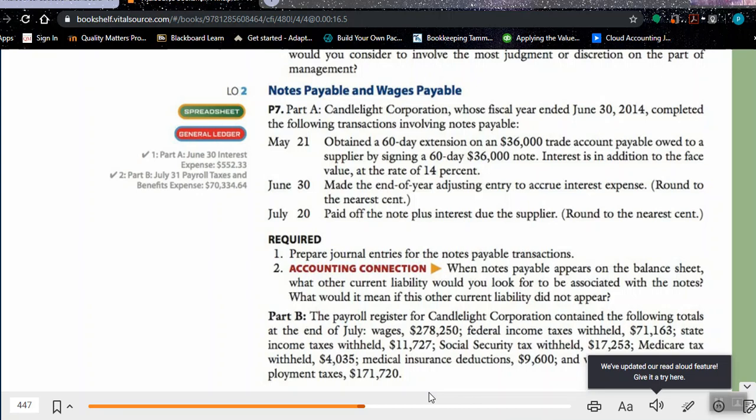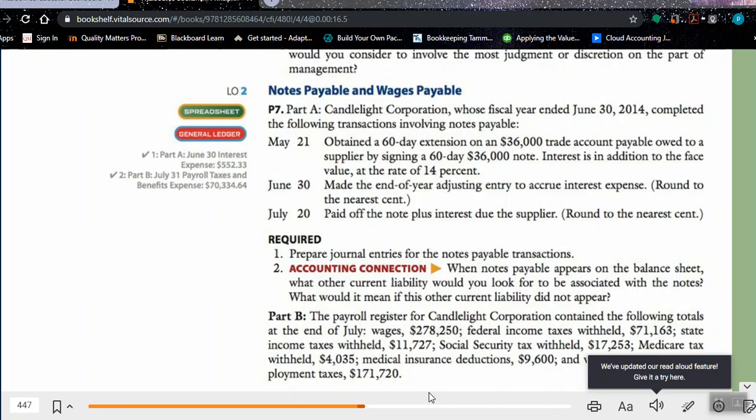Hello class, we are going to go through a few practice problems for chapter 11, so I hope this is helpful to you. This is coming to you from page 447 in the textbook. We're going to take a look at problem 7 or P7 in regards to notes payable and wages payable.